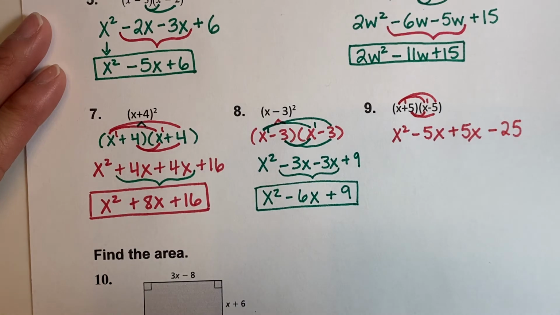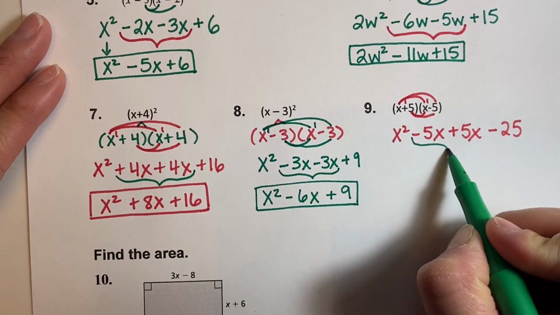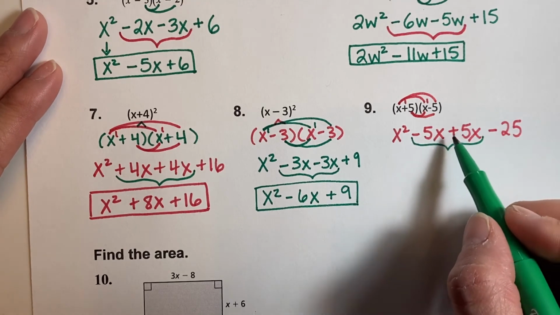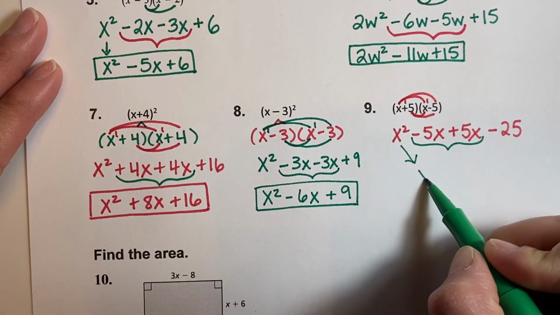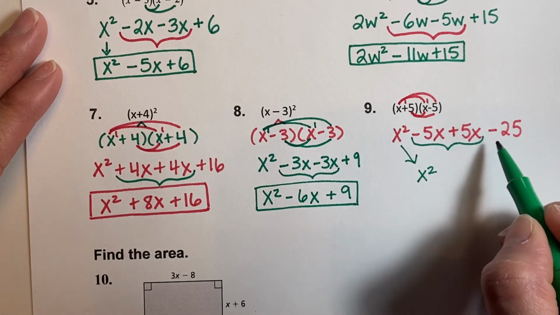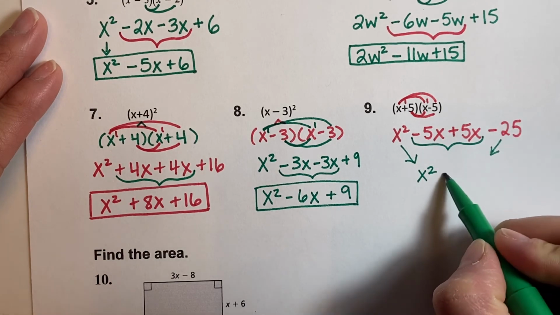When you combine the center here, -5x with the positive 5x, you're going to notice that these two are going to cancel, and all we're left with is x squared, because -5x plus 5x is 0. It cancels out, and then we're left with a minus 25.